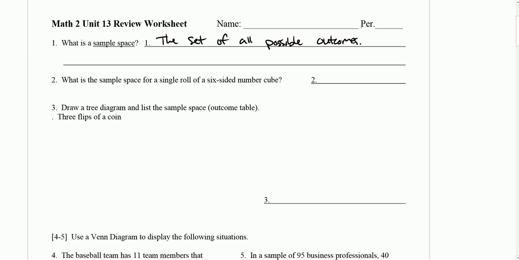Number 2, what is the sample space for a single roll of a 6-sided number cube? So the sample space would be 1, 2, 3, 4, 5, or 6.